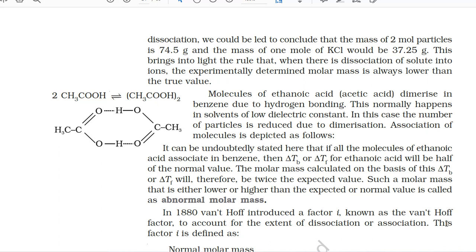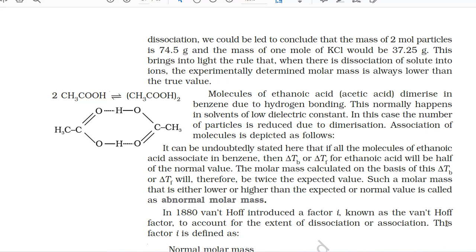2CH3COOH gives (CH3COOH)2. Molecules of ethanoic acid (acetic acid) dimerize in benzene due to hydrogen bonding. This normally happens in solvents of low dielectric constant. In this case, the number of particles is reduced due to dimerization. Association of molecules is depicted as follows.